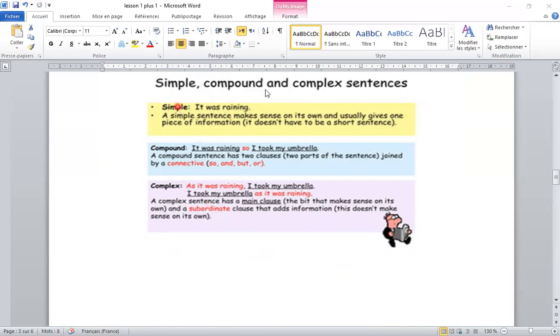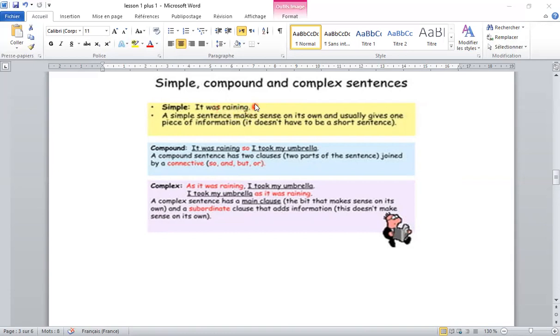As you see, simple, compound, and complex sentence. Simple. If we say this sentence, it was raining. It was raining. So it's a past tense. No, this is a past continuous or past progressive tense. So like if there is was, it's continuous. Yes, because there is ing at the end of the verb: to be plus verb rain plus ing.